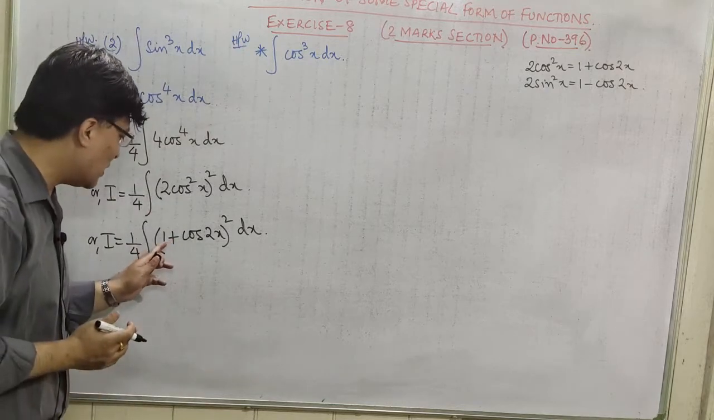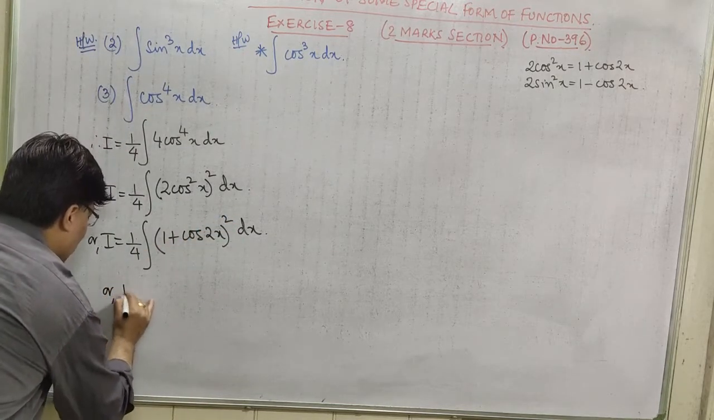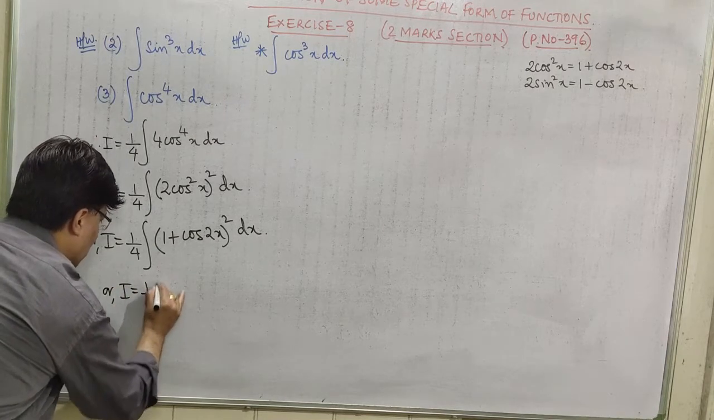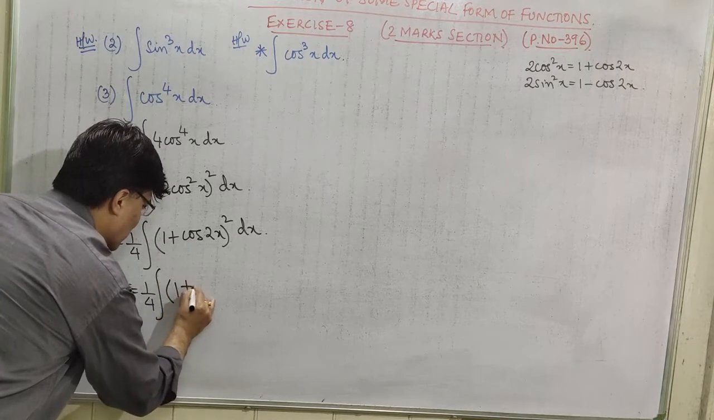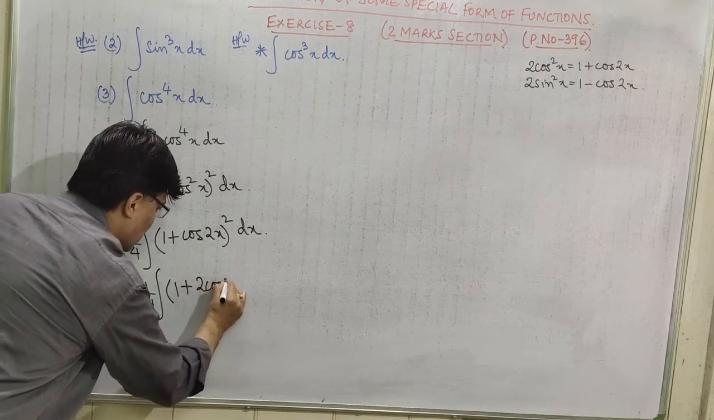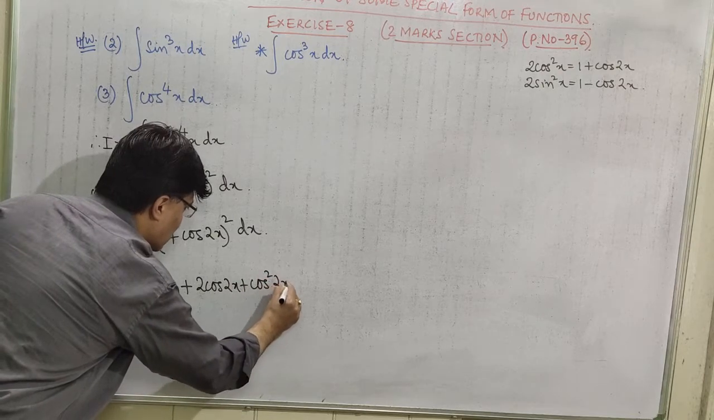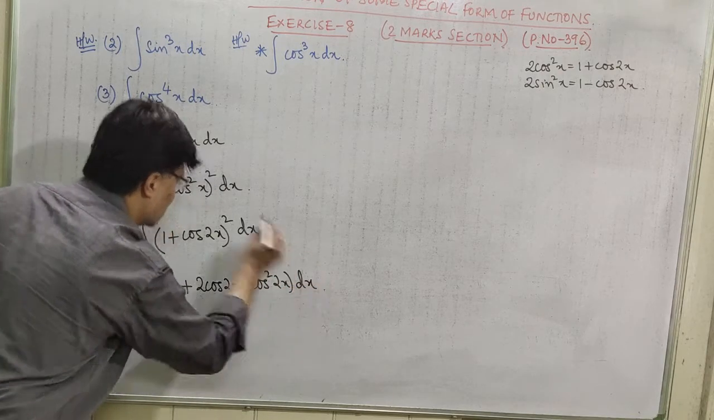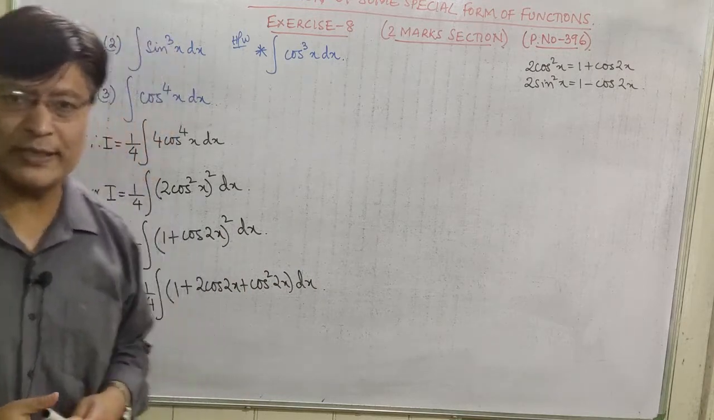So now what will you do in the next step? You can use the formula of a plus b whole square, isn't it? So I is equal to 1/4 integration of, within bracket, what is a whole square? 1. Plus what is twice ab? 2 cos 2x. Plus what is b whole square? It is cos square 2x, bracket closed, dx. So I think you have understood it.